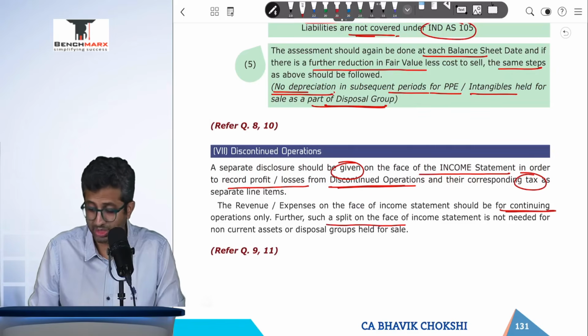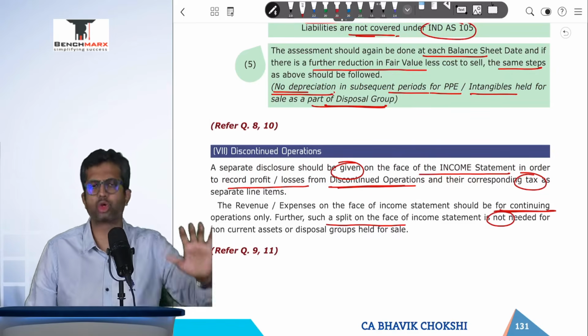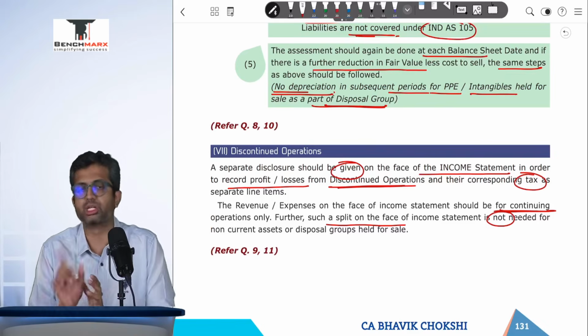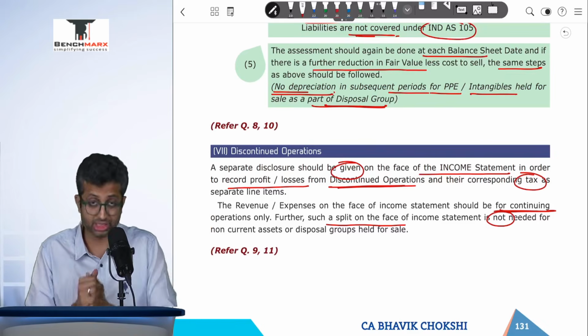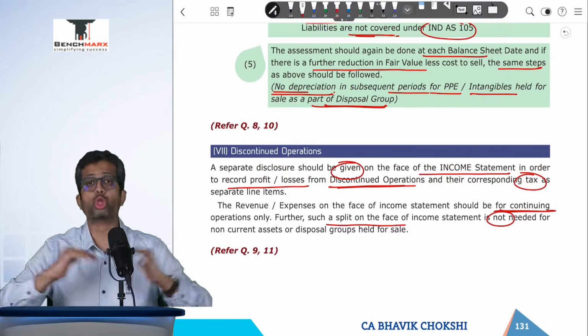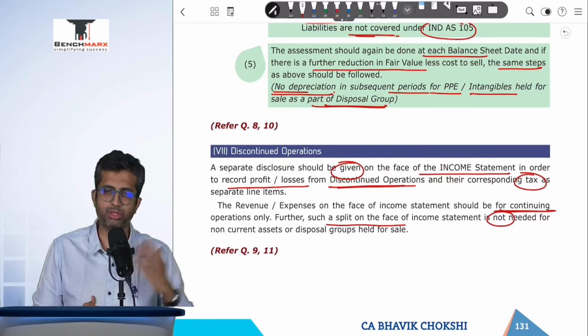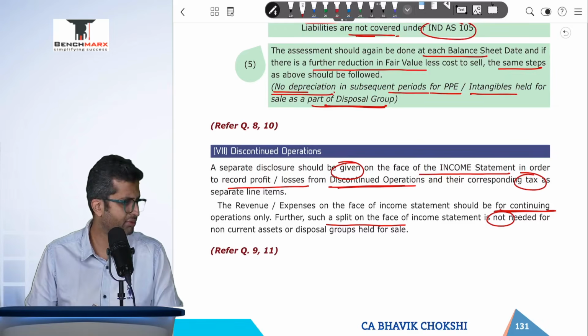Such a split on income statement is not needed if it is a mere non-current asset or a disposal group. But if it is also a discontinued operation, such an additional disclosure is given. In fact, when you study Ind AS 33 on EPS, you will be taught that you will also show a separate EPS from discontinued operations and separate EPS from continuing operations. Are we clear with this?